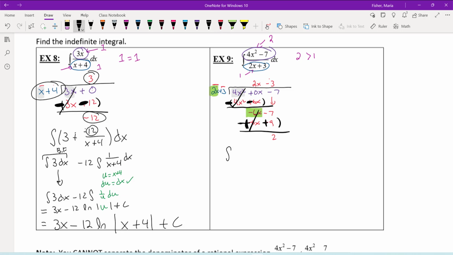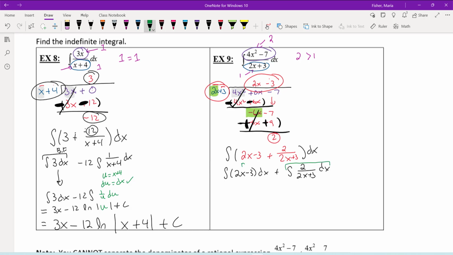Therefore, we know that we're really looking at the indefinite integral of our quotient 2x minus 3 plus remainder over divisor. Well, we can split this up: the indefinite integral of 2x minus 3 dx plus the indefinite integral of 2 over 2x plus 3 dx. If we use a u sub for this portion right here, because this is just basic form, if u is equal to that denominator, 2x plus 3, the derivative du would equal 2 dx, which is perfect. That's what I have. I'm going to bring this guy down, the indefinite integral of 2x minus 3 dx plus, and over here this became the indefinite integral of 1 over u du.